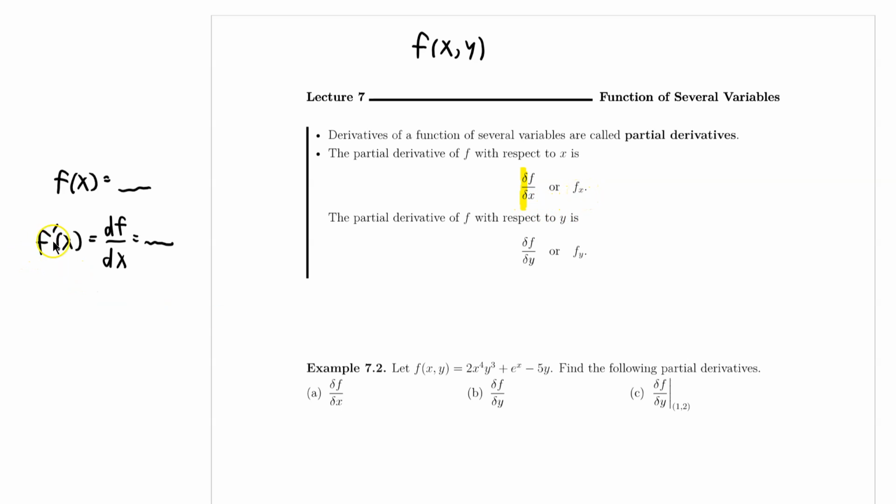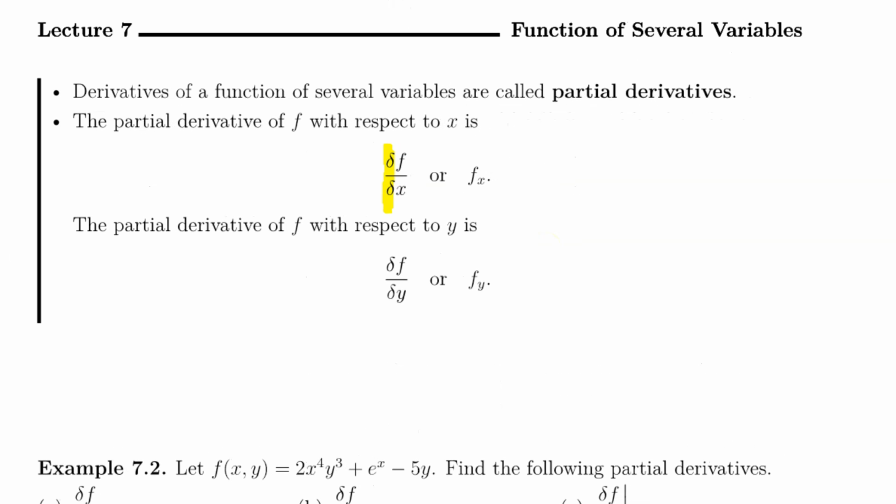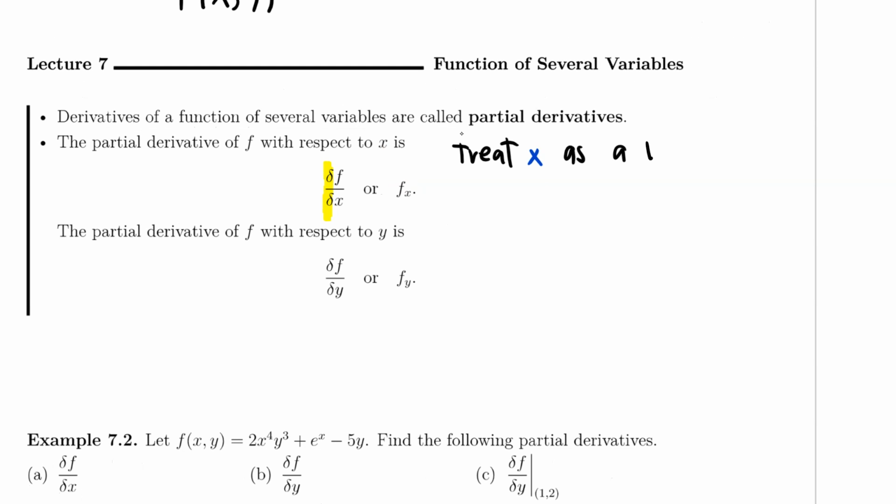Notice how we are not going to use f prime anymore, because this would not tell us which variable we are taking the derivative with respect to. So, when we take the derivative of f with respect to x, we are going to treat x as a variable, and I'm going to treat everything else as a constant.